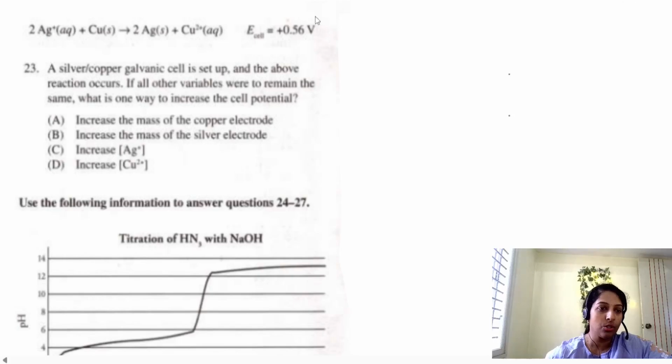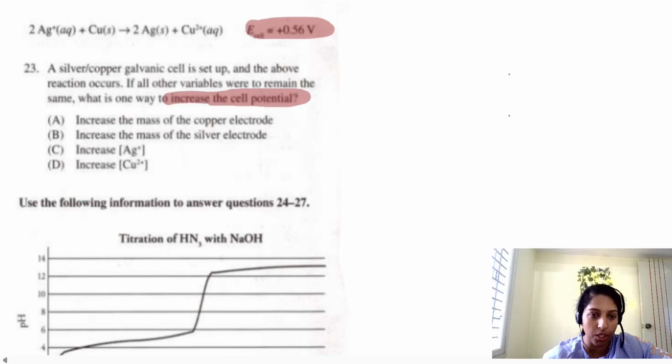Okay. So the first one: 2Ag+ + Cu gives 2Ag + Cu2+, some reaction is there. The E° cell is also given, and a silver-copper galvanic cell is set up. The above reaction occurs, and if all other variables were to remain the same, what is one way to increase the cell potential? Okay, so we need to increase the cell potential.